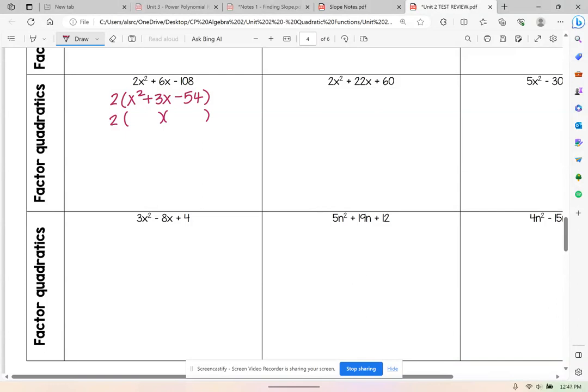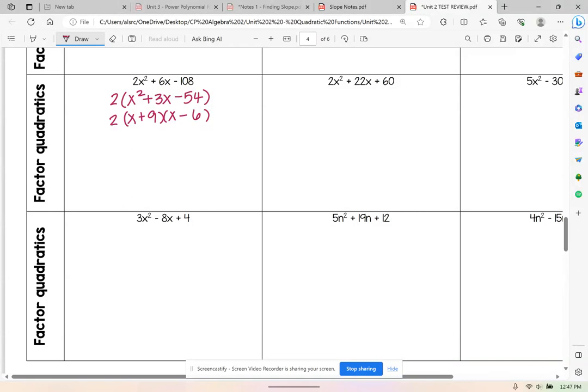So, what multiplies to negative 54 that adds to 3? Close. 9 and 6. Okay, so we have 9 and we have 6. Which one's positive and which one's negative? The 9's positive. Why? Yeah, because 9 minus 6 is 3. Then 9 times negative 6 is negative 54.